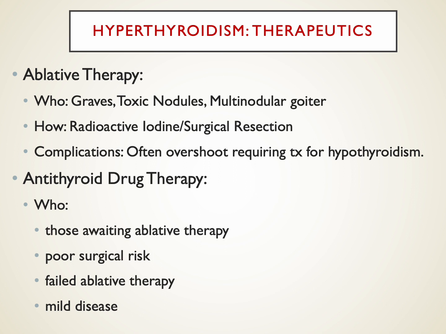Who's a candidate for the drug therapy that we have? Well, let's first say that drug therapy is somewhat limited in how effective it is, and for the most part it's a short-term stopgap approach. Typically, we'll use anti-thyroid drug therapy for patients who are waiting for ablative therapy, patients who are poor surgical risks, if they failed ablative therapy, or if their disease is mild. So we do use them. Most often it's short-term. Sometimes it's longer-term.